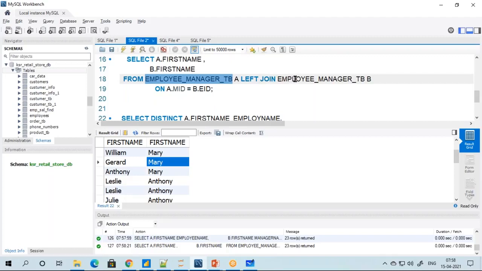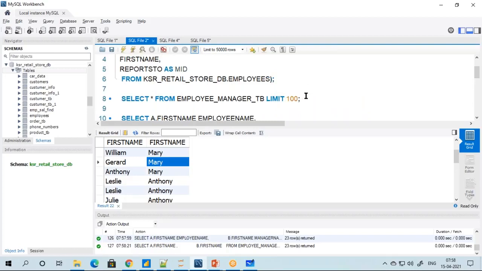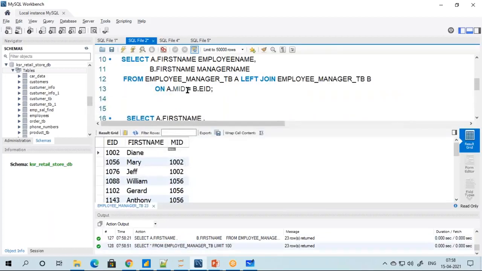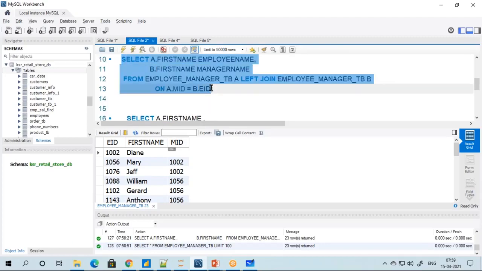Same table, left join with the same table, different alias name. Condition is manager ID joining with employee ID, because both are ID. Even employee is also having a manager ID. Manager is also an employee. That is all it is. This is the query. Now clear?